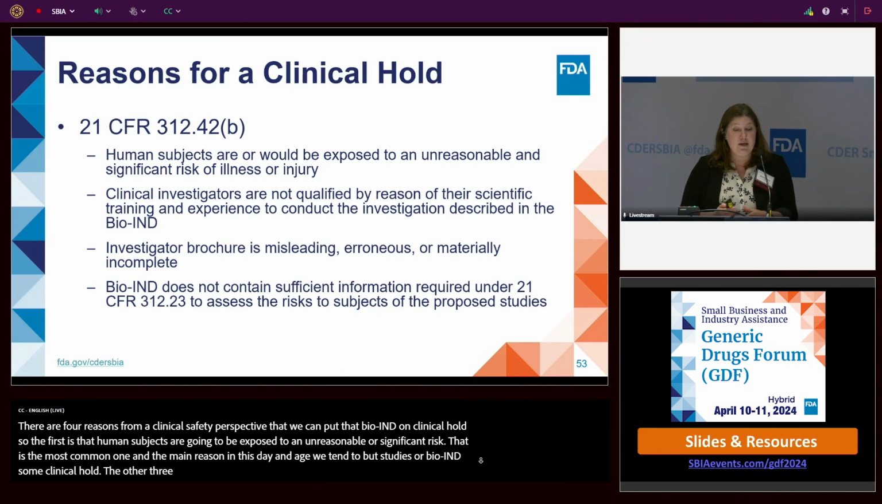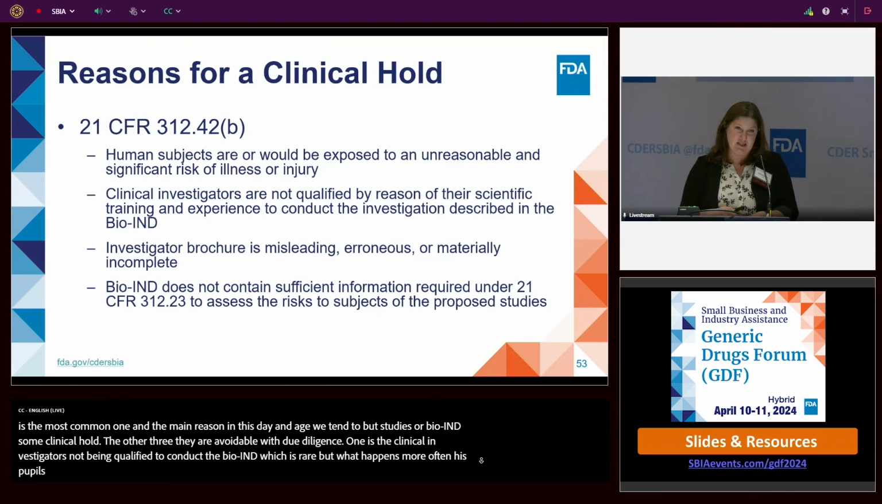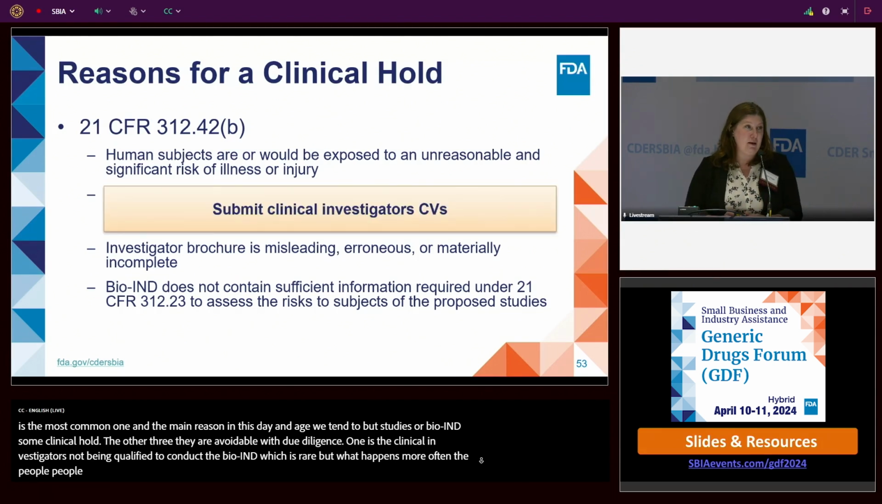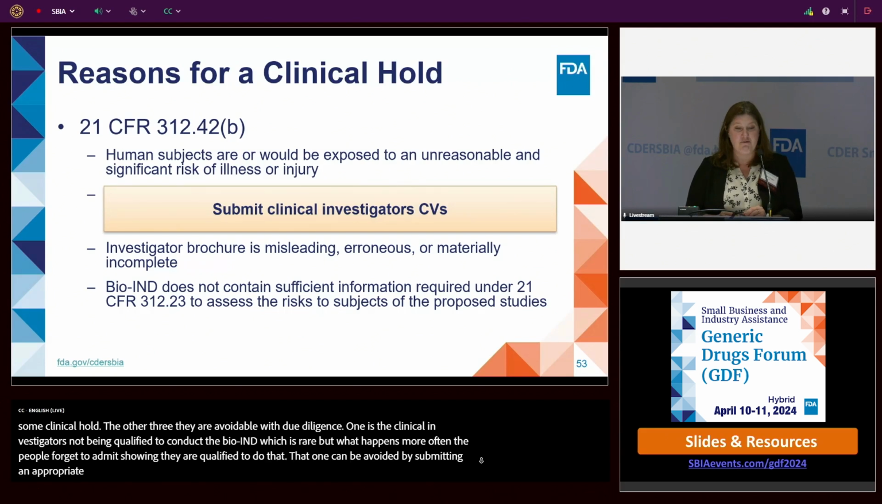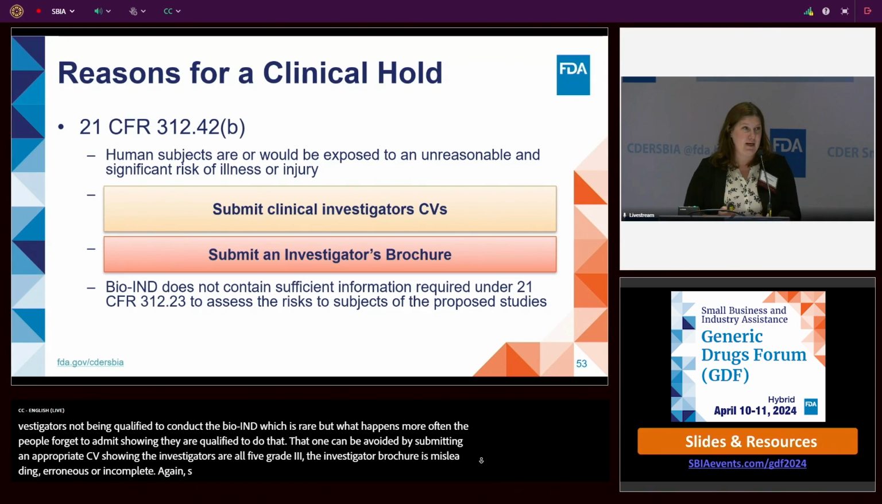So 1 is if the clinical investigators are not qualified to conduct the Bio-IND. That's rarely the case, but what happens more often is people just forget to submit the CVs of those investigators showing that they are qualified to do that. So that one can be avoided for the most part by submitting an appropriate CV showing that the investigators are qualified. Number 3 is that the investigator brochure is misleading, erroneous, or incomplete. Again, submitting a complete, accurate investigator's brochure, boom, knock that one out.